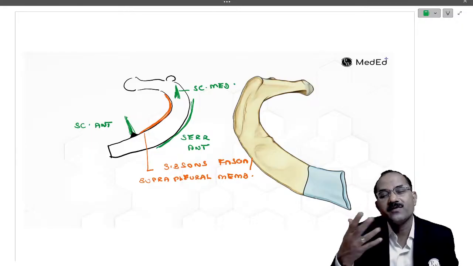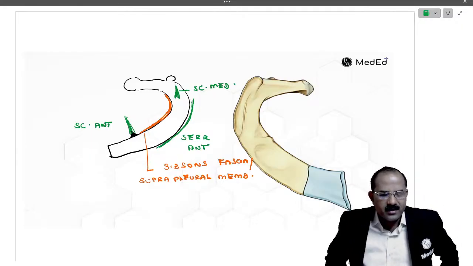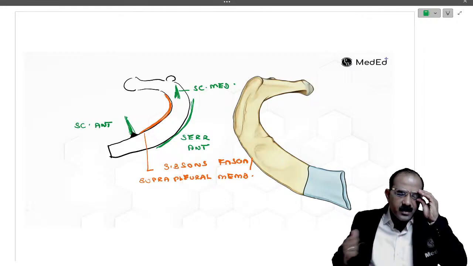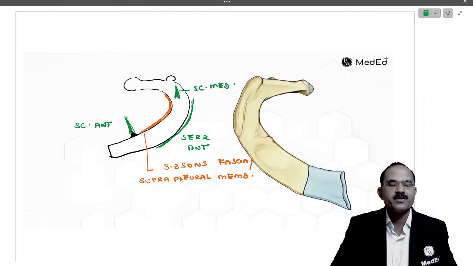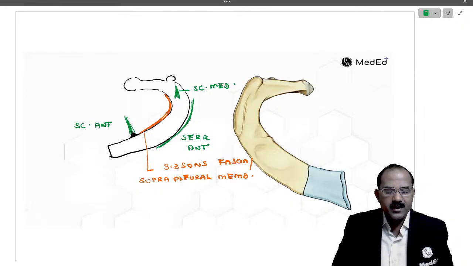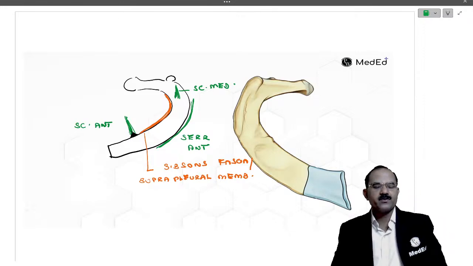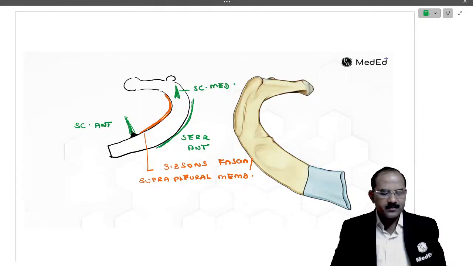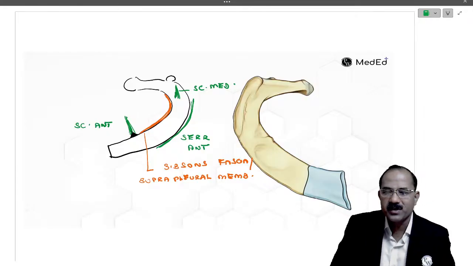What is the importance of this Sibson fascia? Can anyone tell me the importance of the Sibson fascia? C7 to the inner border of the first rib. Yes, Sugyan. What is the importance of Sibson fascia? Prevents injury. No, that is not the importance. It prevents injury of the apex. That's fine. But something else.